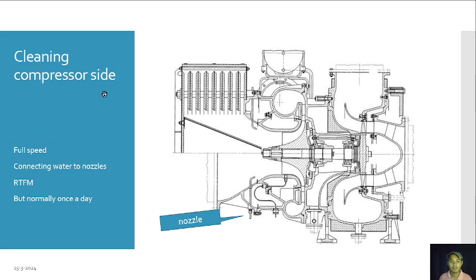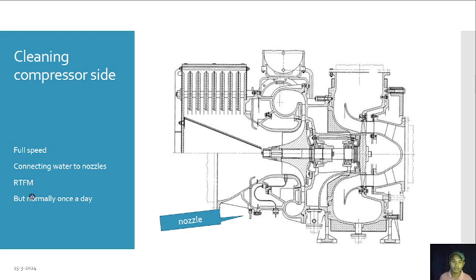Okay, for cleaning the compressor side, we have here a nozzle. So we usually do this at full speed. So connecting water to the nozzle. So we put water in here, and then this water will be injected at high pressure at the turbine blade. So that water will clean the turbine blade. So it is great to use water, since this part of the turbocharger is not hot. So you can use water in cleaning this one.